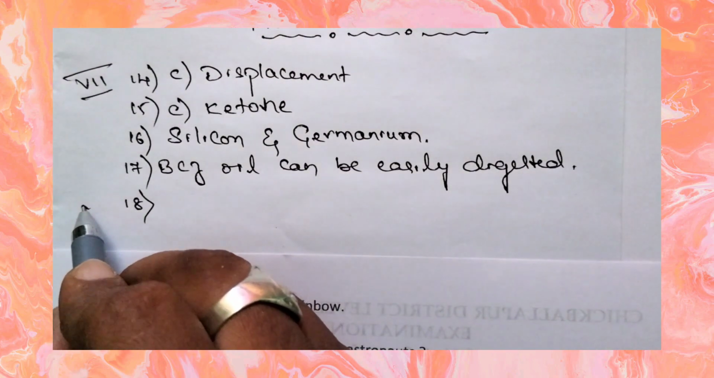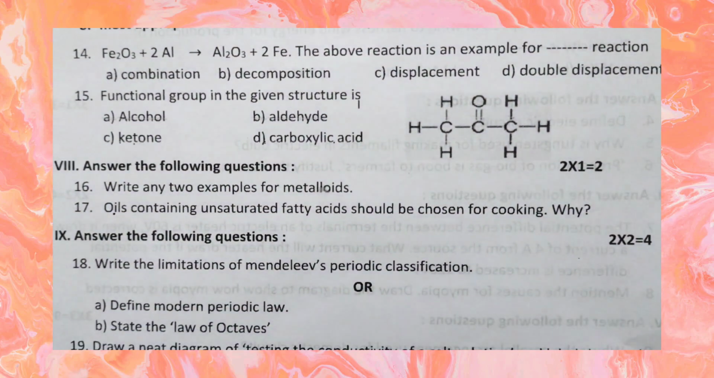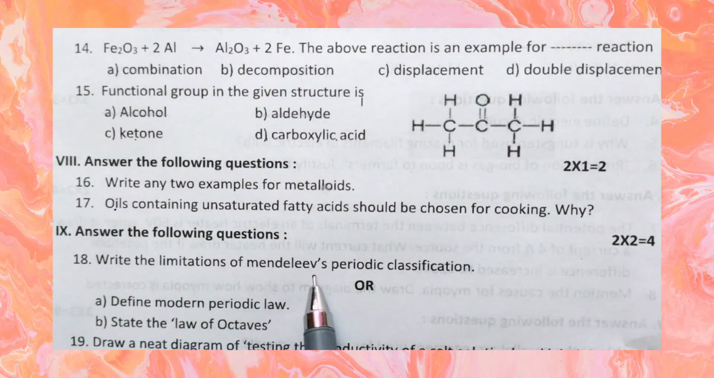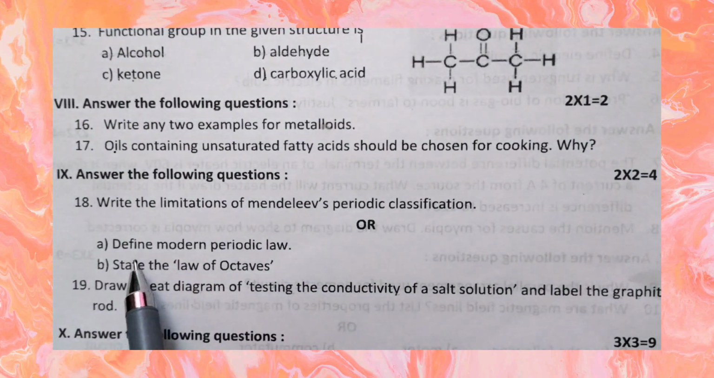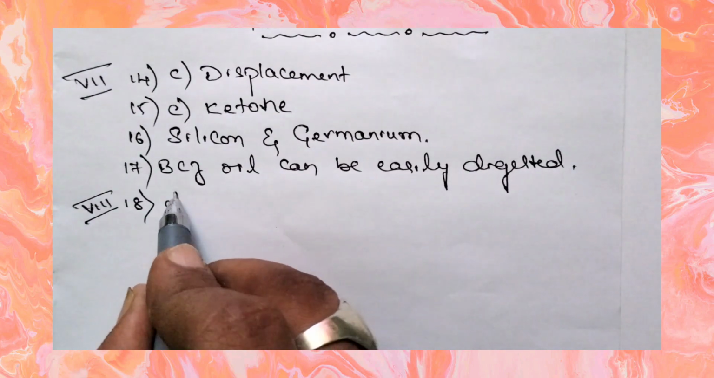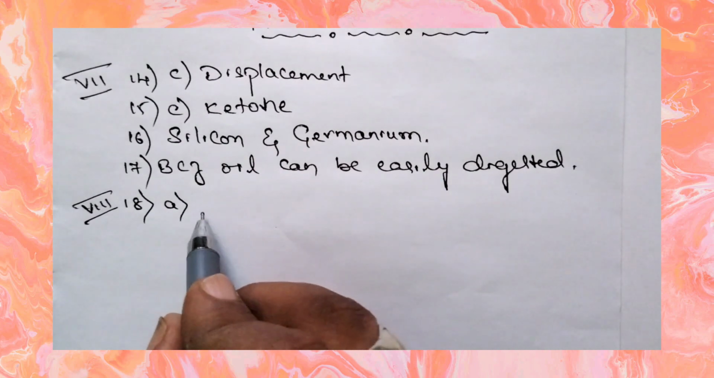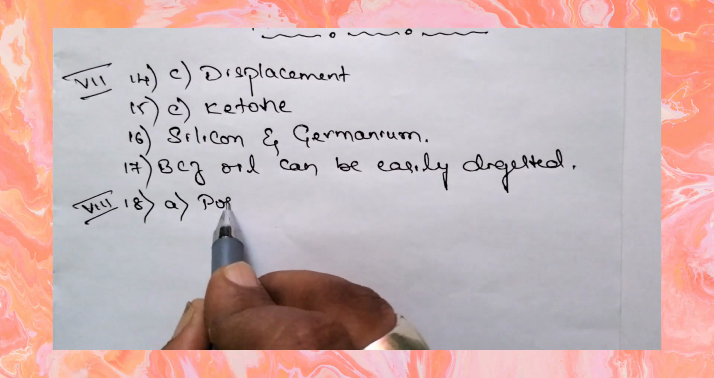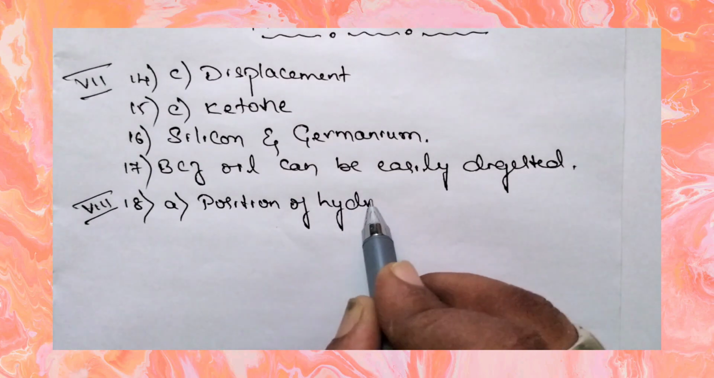Now let us move to the 18th question. In the 18th question, they asked: write the limitation of Mendeleev's periodic classification, or instead of that we can answer: define modern periodic law and state the law of octaves. So let us answer both questions. For the 18th one, the first question is Mendeleev's periodic classification limitation. The first limitation is position of hydrogen. The key word is position of hydrogen.